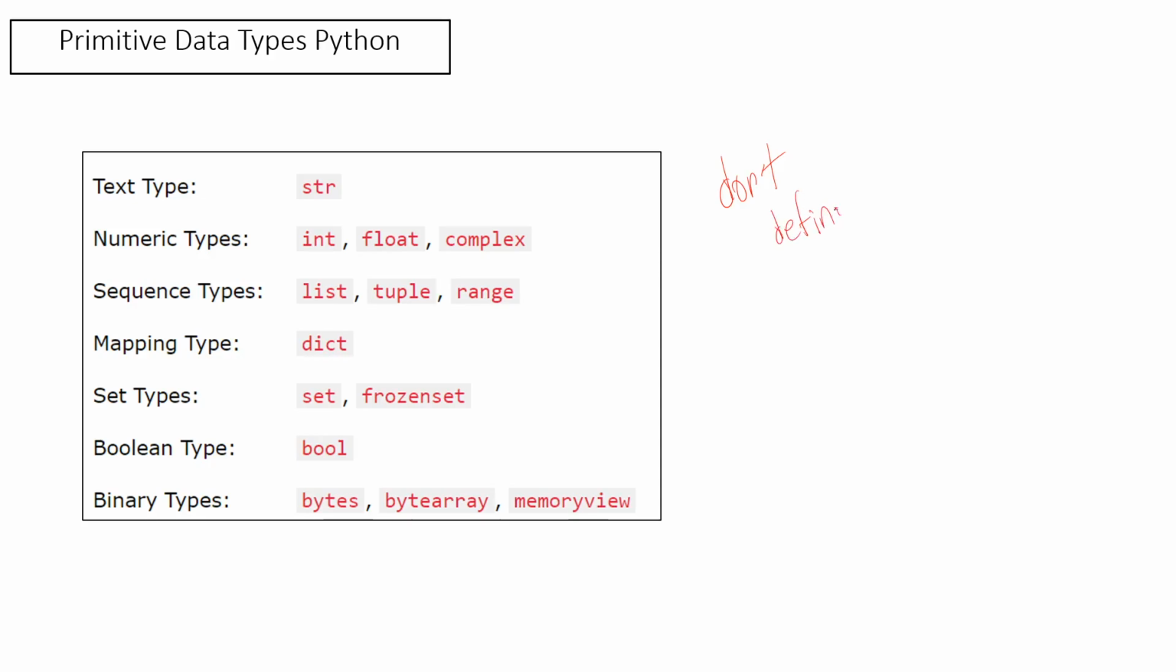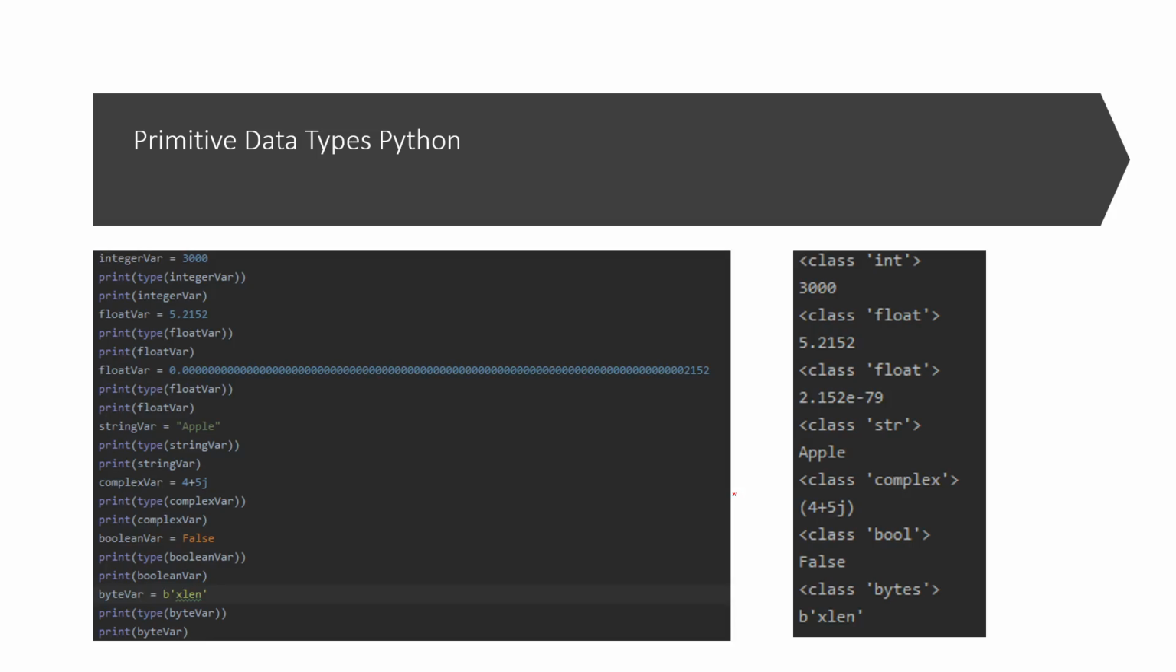You don't have to define the type. You don't define the type. So let's move to Python. Here you can see I put the name, the variable, with the type, so you can try to follow.